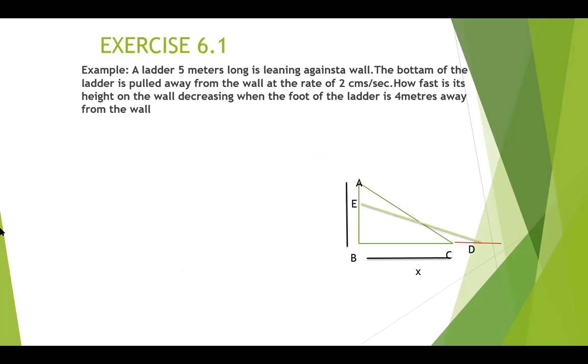Now, I consider one more important example. A ladder 5 meters long is leaning against a wall. The bottom of the ladder is pulled away from the wall at the rate of 2 centimeters per second. How fast is its height on the wall decreasing when the foot of the ladder is 4 meters away from the wall? This is an interesting example.